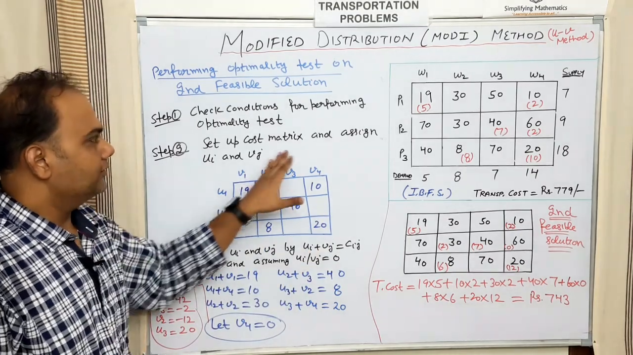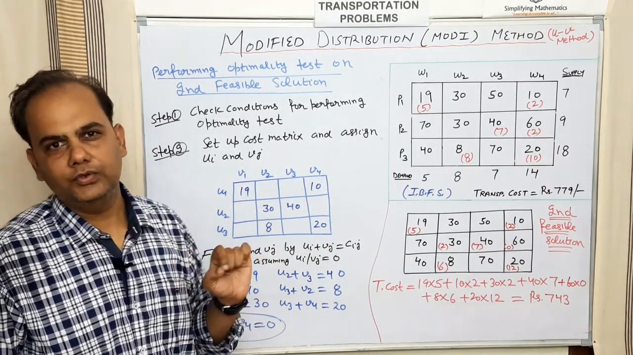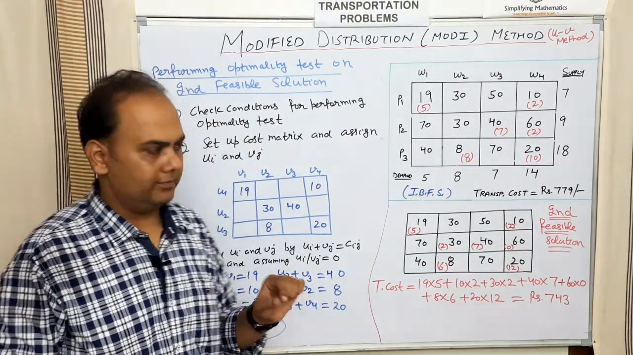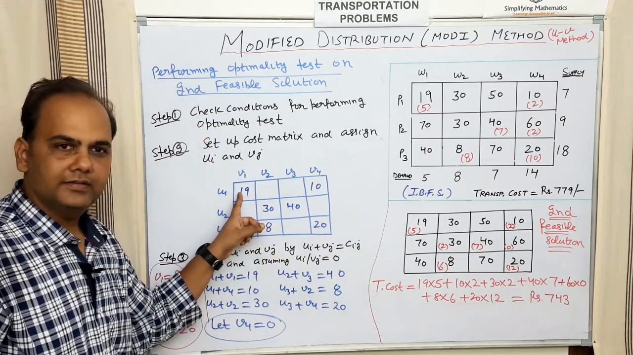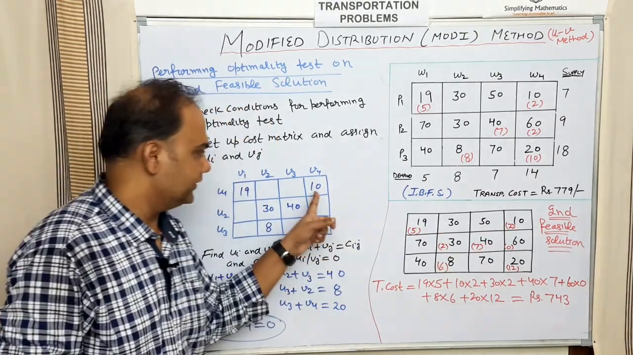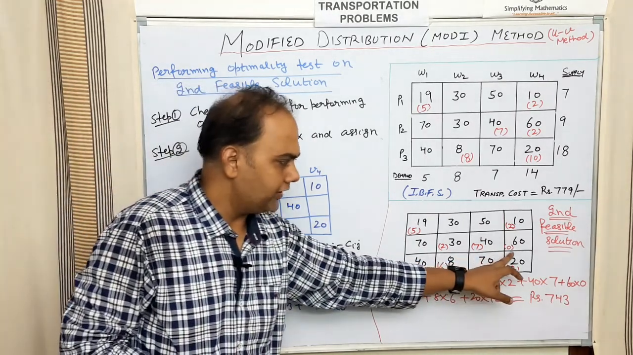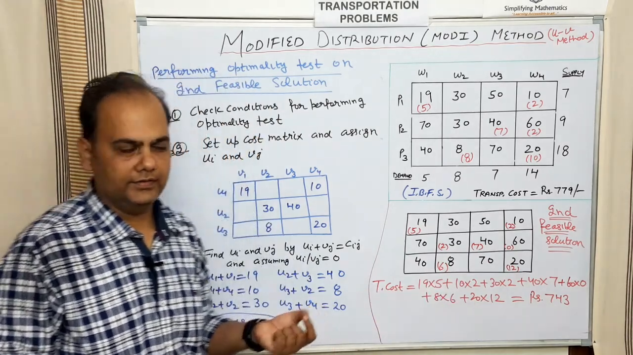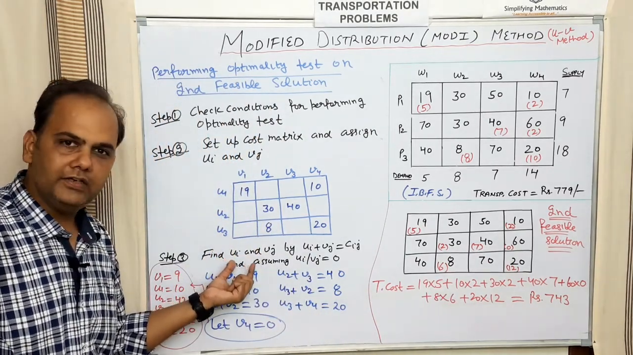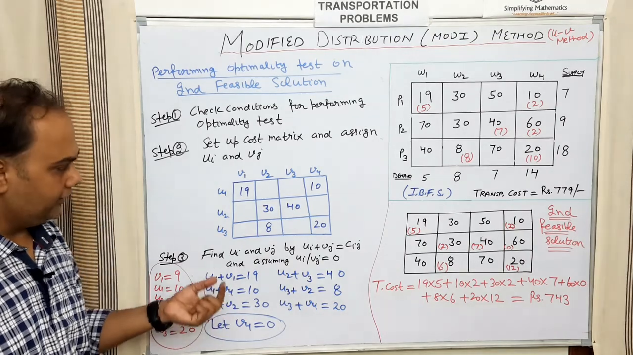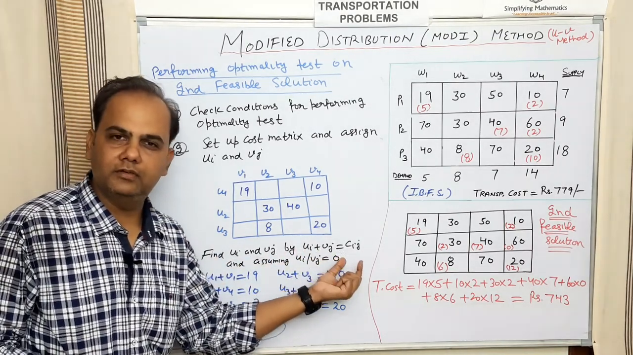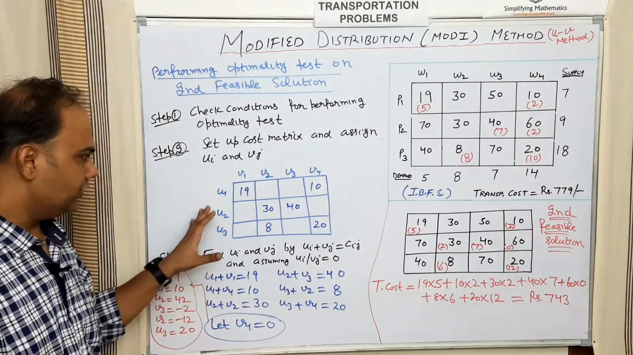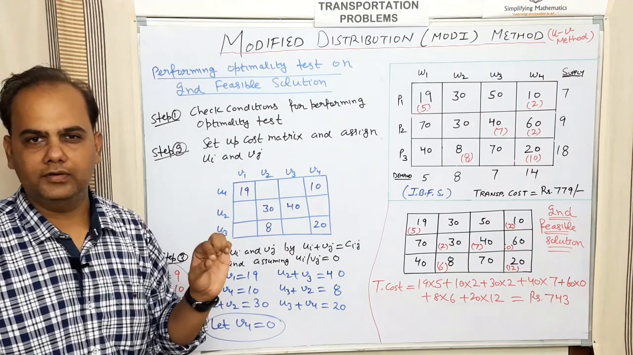Now the next step is what? Set up the cost matrix and assign the values of ui and vj. Corresponding to these allocations you set up the cost matrix. So corresponding to 5, this is 19, corresponding to 2, this is 10, and so on. We are not taking 0 here because 0 means there is no allocation. Now the next step is finding the values of ui and vj, which we have done earlier by using this equation: ui plus vj will be equal to Cij, where Cij is the transportation cost of one unit from u1 to v1 and so on.